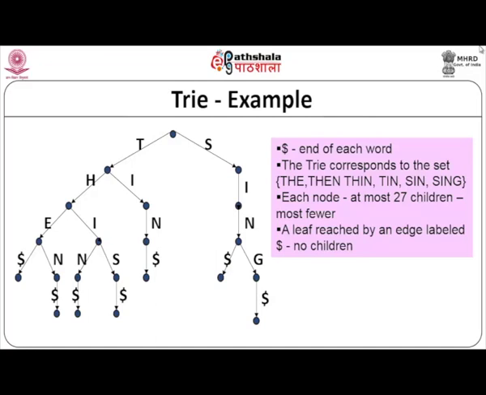Now, if you come to S, up to SIN it is a common prefix. So, SIN, after N there is a dollar indicating that SIN itself is a word, or it is a G. So, G says after the G you have a dollar for SING. So, now you understand why dollar also becomes part of the branches needed, and so together you have 26 plus 1, 27 children for each node, and a leaf reached by an edge labeled by dollar has no children. That is obviously what you have seen from the example. So, this is another example for this particular set.